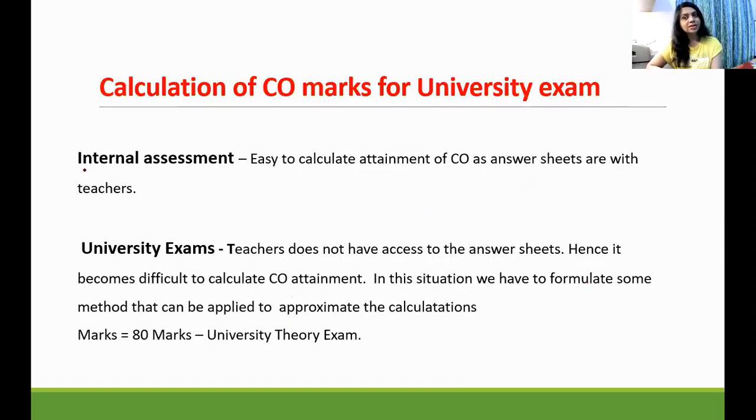Now, what happens in internal assessment? In internal assessment, it is very easy to calculate CO attainment because the answer sheets are with teachers. We have control on the answer sheet. We can check it, find out how many answers students have written, how many questions they have attempted, and which CO each belongs to, and then we can directly calculate.